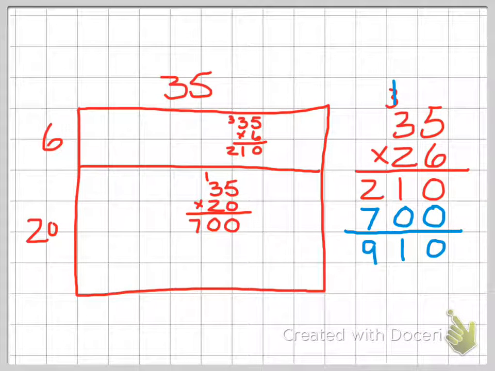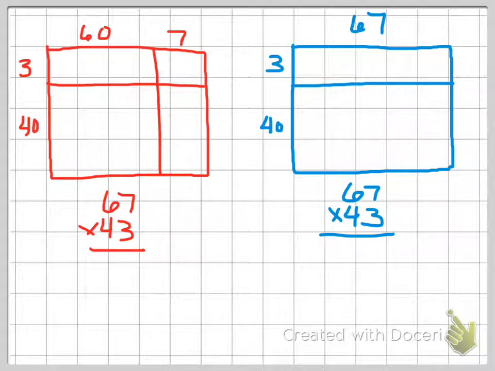So let's try this again with another problem. Okay, so in this problem we have 67 multiplied by 43. And we're going to go through and look at the partial products. So it would start off across the top row. 3 times 60 is 180. And 3 times 7 is 21.